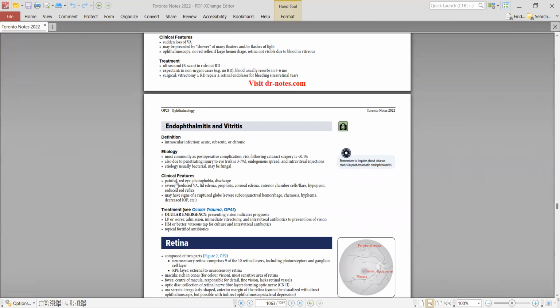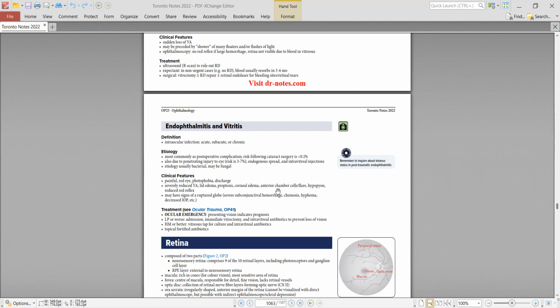Eye discharge is there. Severely reduced vision. The patient can't see anything. This patient is going to get blind here. Lid edema is there. Proptosis is there. Corneal edema is there. Anterior chamber is having edema. Cells are present in the anterior chamber.